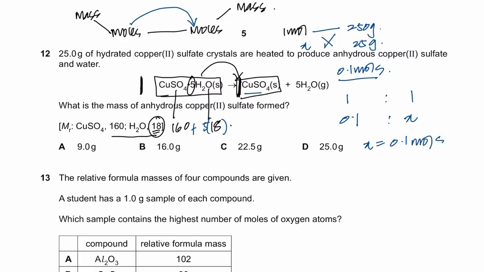And then you go from the moles of anhydrous copper sulfate into its mass. You know that 1 mole of anhydrous copper sulfate has how much mass? It has a mass of 160 grams. I'm not using a formula, guys, for those oblivious to this method.